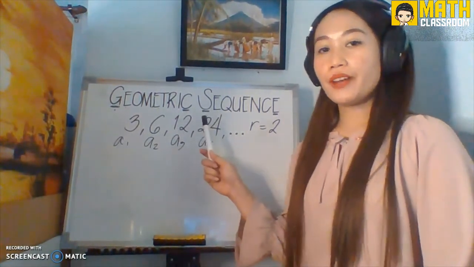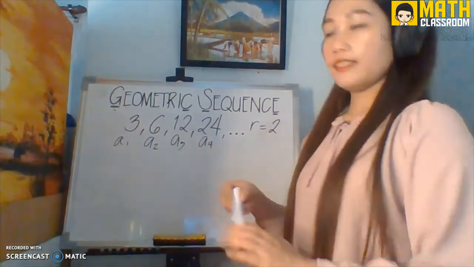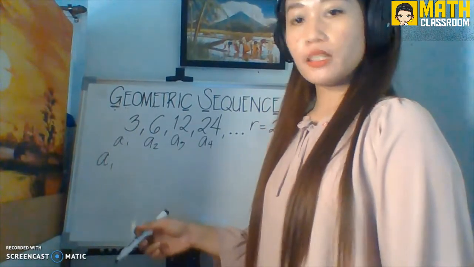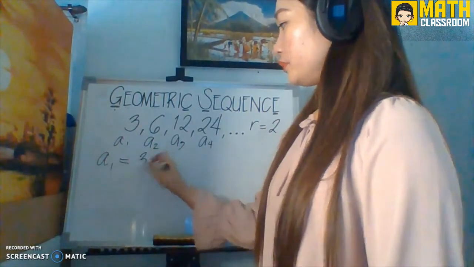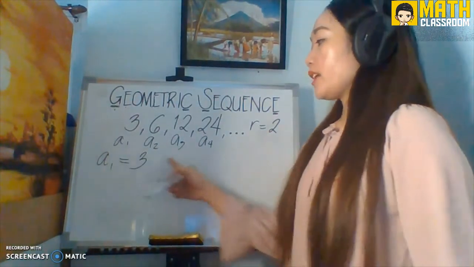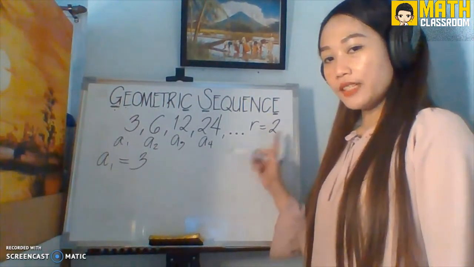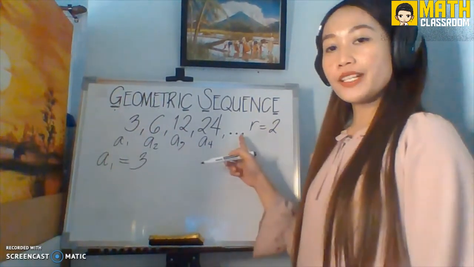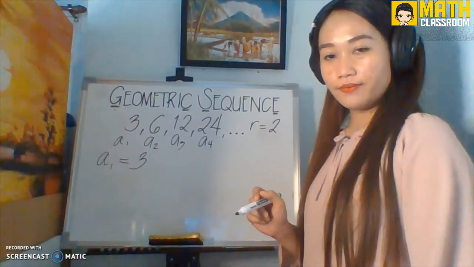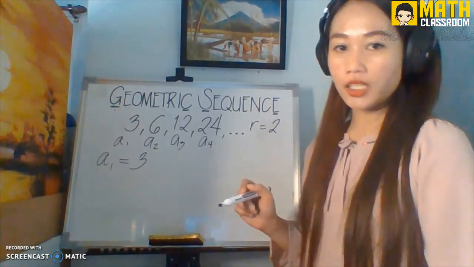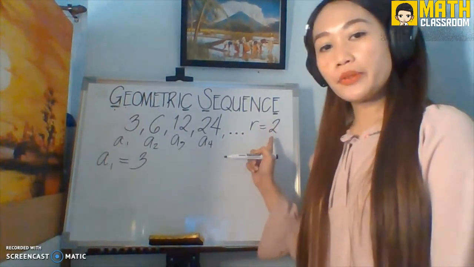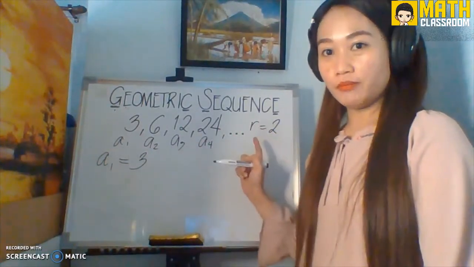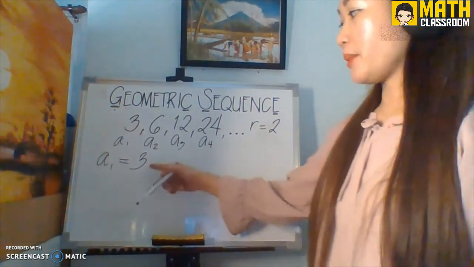So first off, to derive the formula for the sequence, let's have our a sub 1. Again, what is the a sub 1 in this given sequence? It is 3. What is the relationship of this common ratio in finding the next term for this geometric sequence? Yes, multiplication. If we multiply the common ratio to a certain term, the product will be the next term, right? So let's start with our first term, 3.